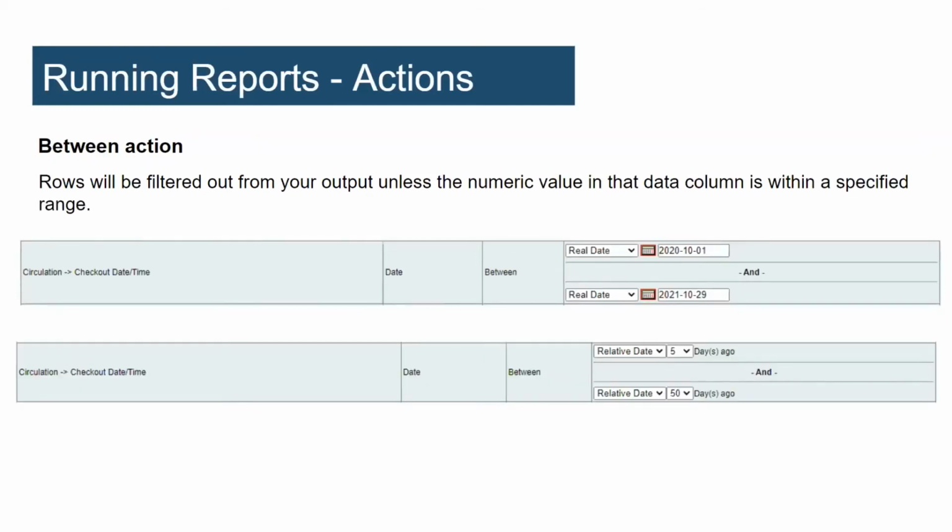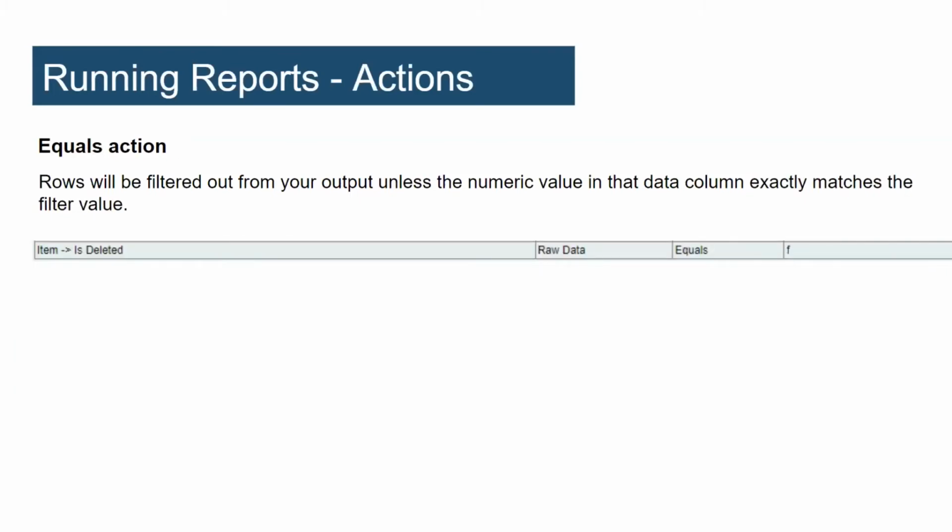Another common action you'll see is the between action. This type of action is for numeric columns and will filter out rows unless the value is within a range that you specify. We most commonly use this to filter dates within date ranges. This type of filter will also let you use relative dates. For example, we have this set up to filter dates between 5 and 50 days before the report is run.